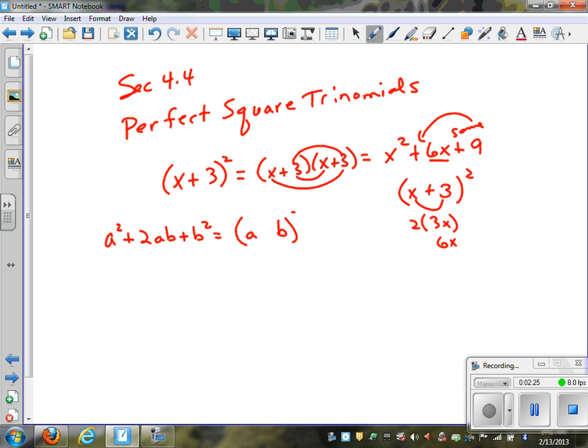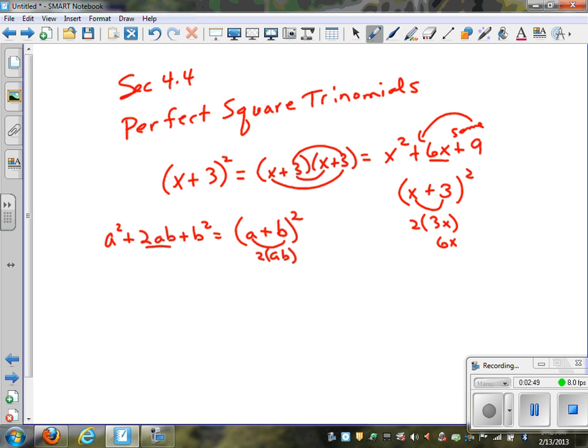Because this is a perfect square, we're going to put a square. What do your signs have to be if this is plus? Both plus. So it's going to be written like that. Is that the same thing as a plus b times a plus b? It means the same thing. If you multiply those together and double it, that's how you get that middle term.